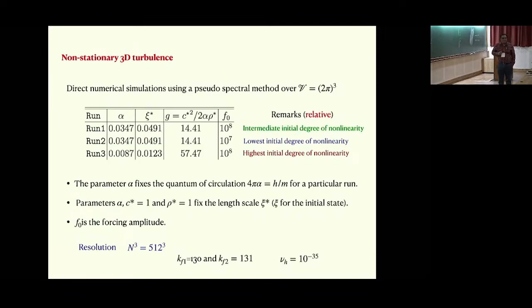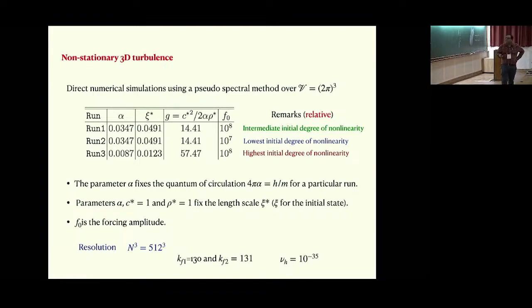So I have done 3 runs at 512 cubed so as to have a decade of inverse cascade so that I can be confident of the exponents, but it turned out to be slightly more difficult than that. So I designed 3 runs. The 3 runs have the following values of G: 14.41, 14.41, 57.41, and then I also started varying the forcing amplitude just to have a variety of sets and see what is happening.